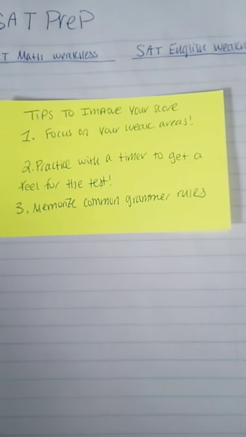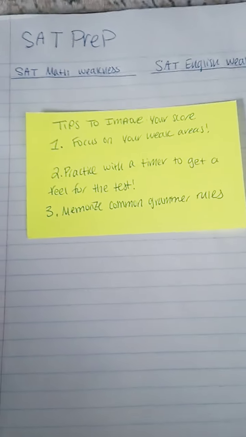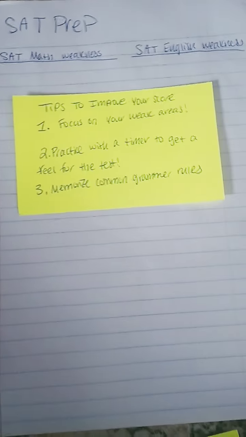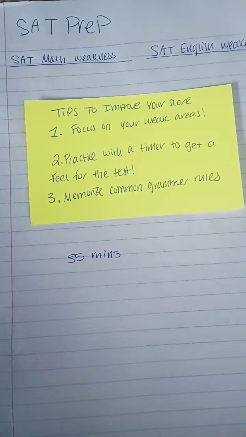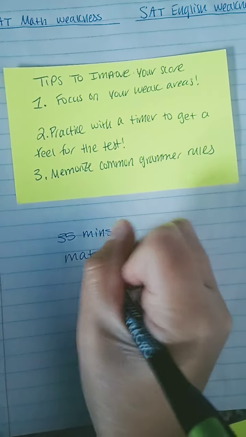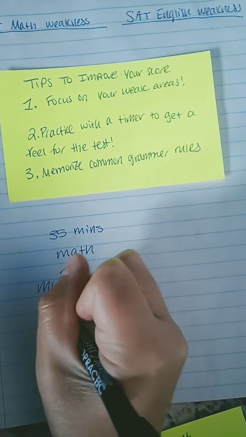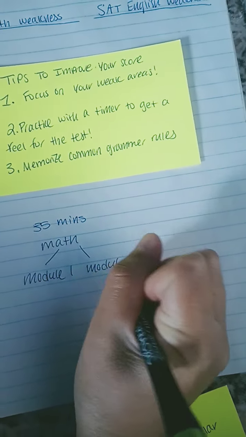Second, practice with a timer to get a feel for a test. I know me personally, I struggled with knowing how much time I had, and seeing that timer on the SAT test freaked me out a lot. So, I would set a timer for each section for 35 minutes to get a better understanding of how much time. And since the math section is divided into two parts, Module 1 and Module 2, this will help you realize.